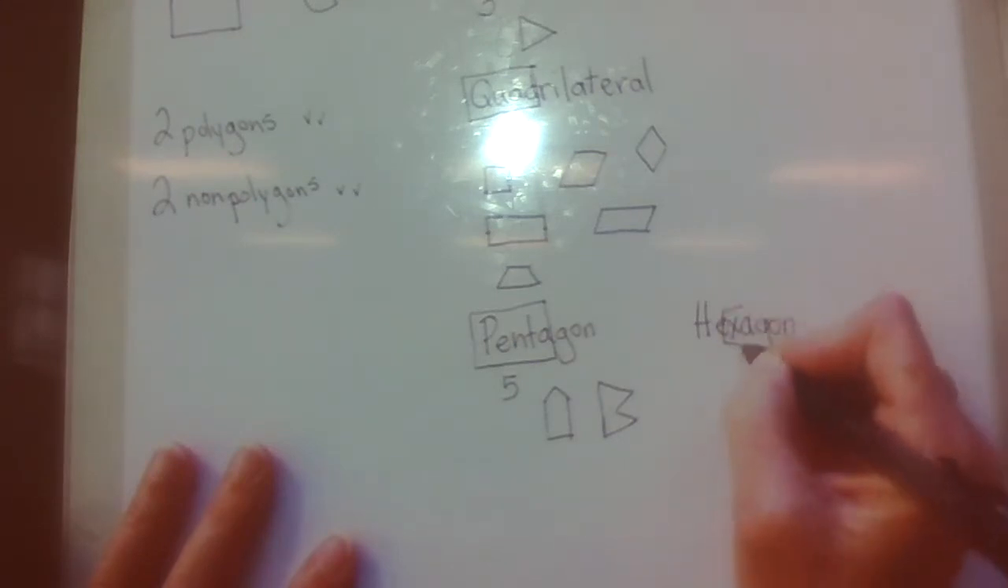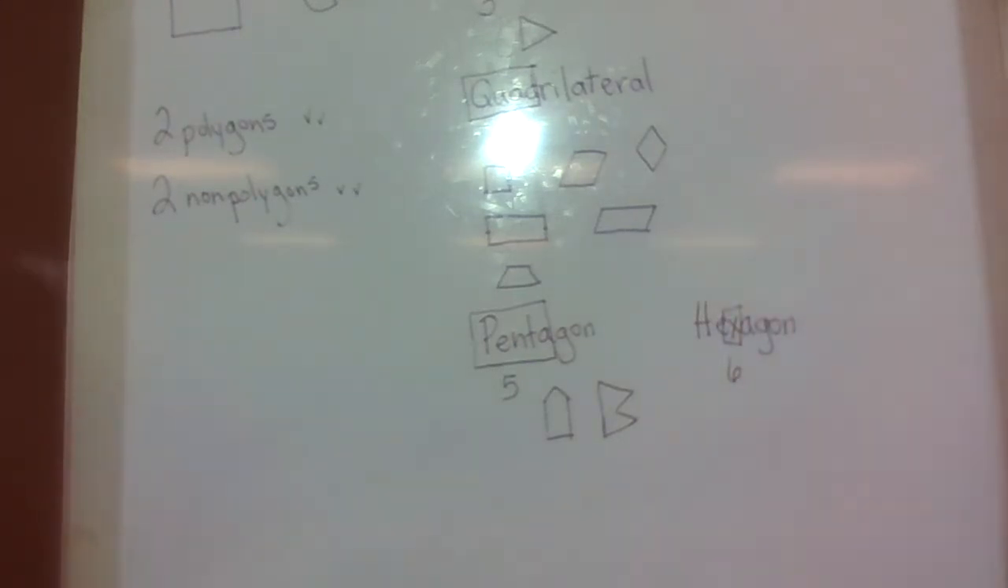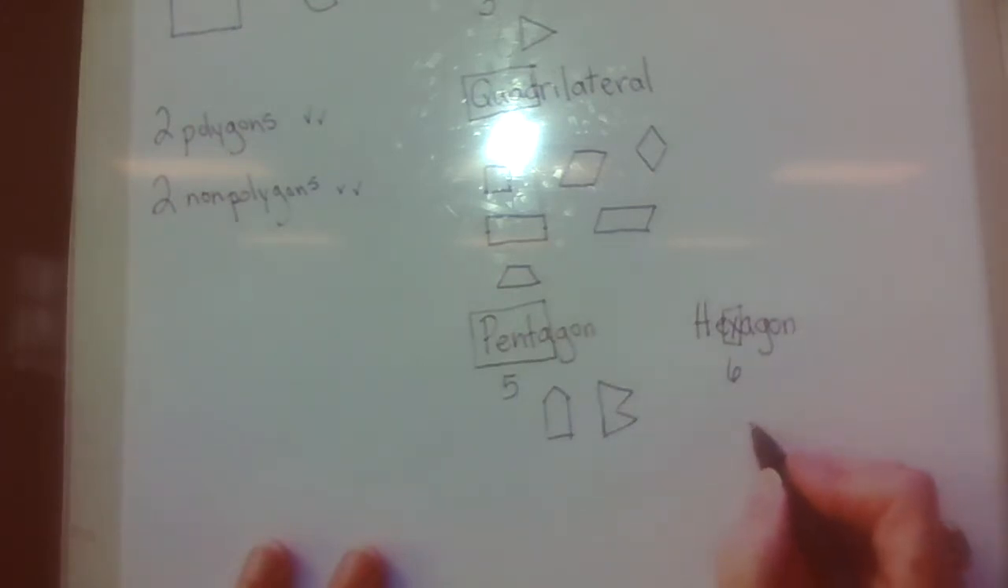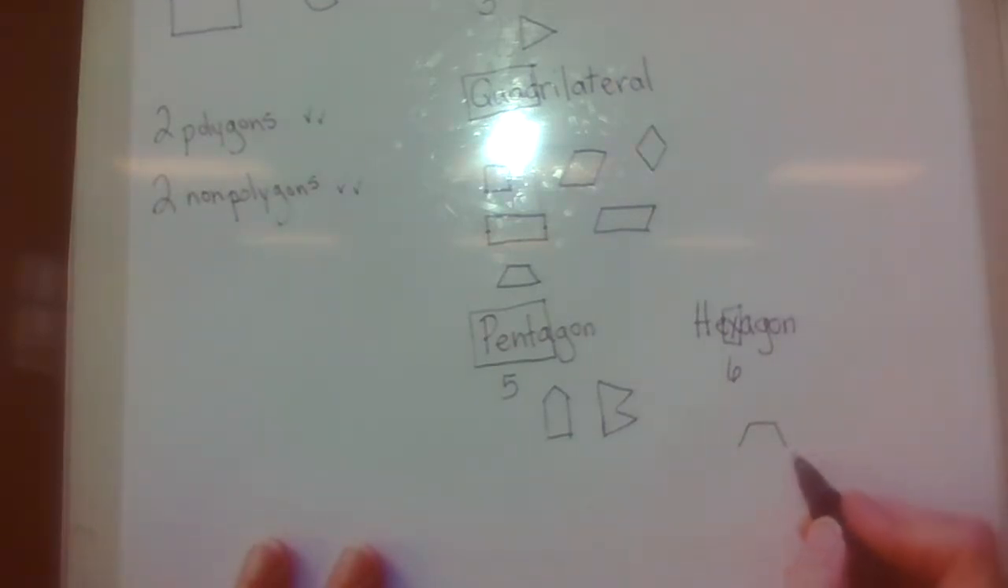H-E-X-A-G-O-N. There's the X. 6 has the letter X, and so does a hexagon. All right, now to draw a hexagon, it starts out kind of like a trapezoid. A straight line at the top, slant and slant. Okay, then you're going to start here, and this time you're going to slant in and connect.